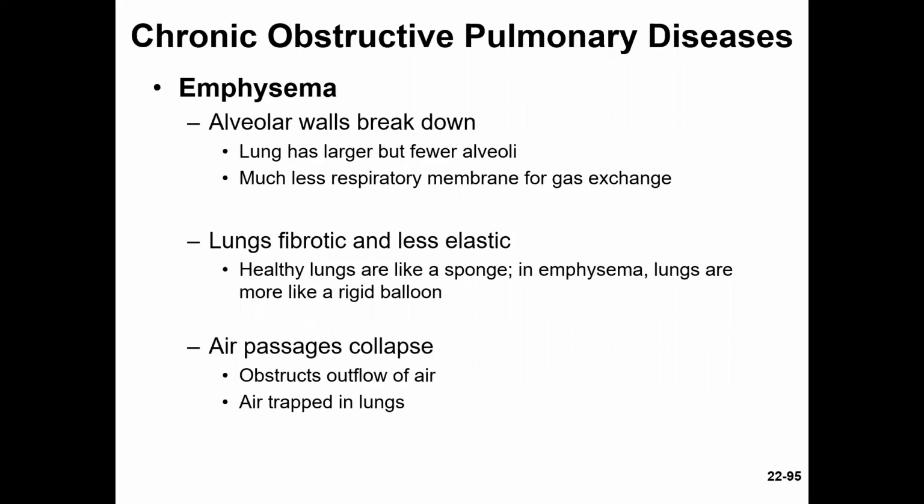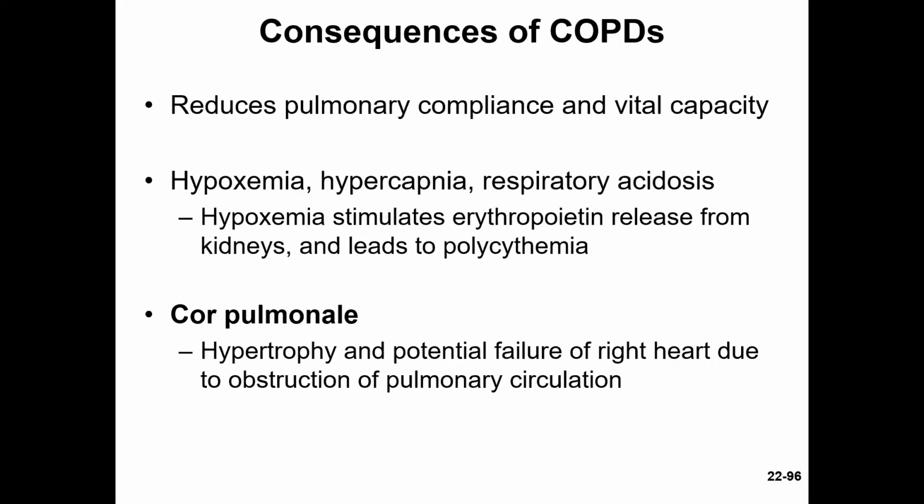Emphysema. Alveolar walls will break down. The lung has larger but fewer alveoli and much less respiratory membrane for gas exchange. The lungs are fibrotic and less elastic. Healthy lungs are like a sponge, and emphysema lungs are more like a rigid balloon. The air passages collapse. They obstruct the outflow of air, and air gets trapped in the lungs.